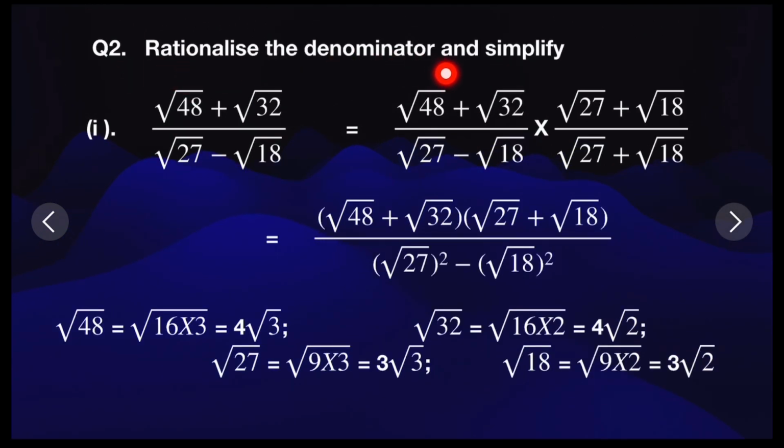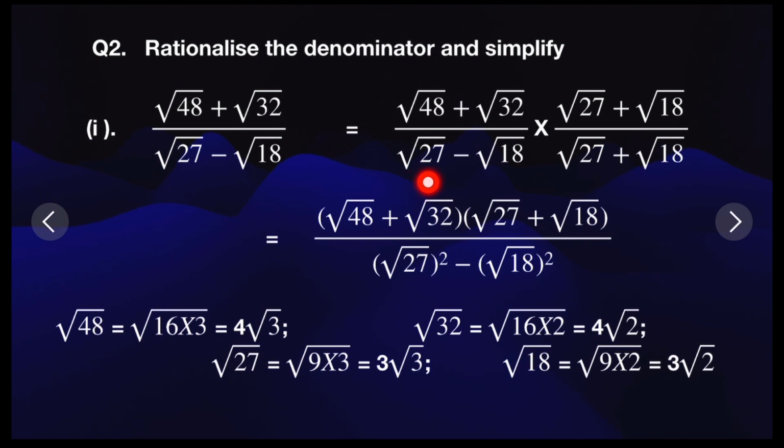Question 2. Rationalize the denominator and simplify. The same steps. There is nothing different in this. You look at the denominator, multiply here. Here you have to use the other formula, (x plus y) into (x minus y) is equal to x square minus y square. So here we have x minus y. I am going to multiply it with x plus y. Okay, using that formula, the second one.